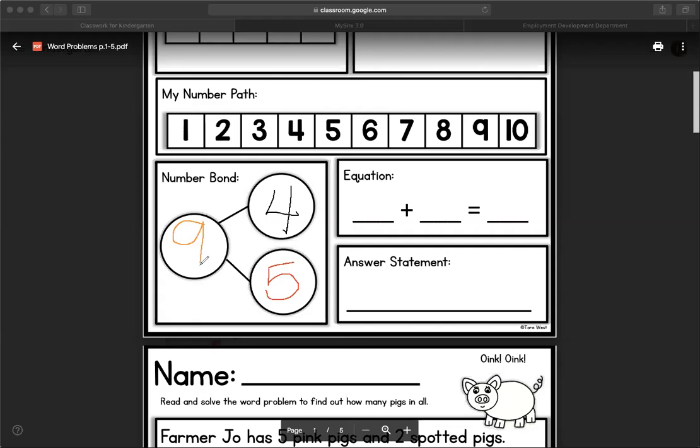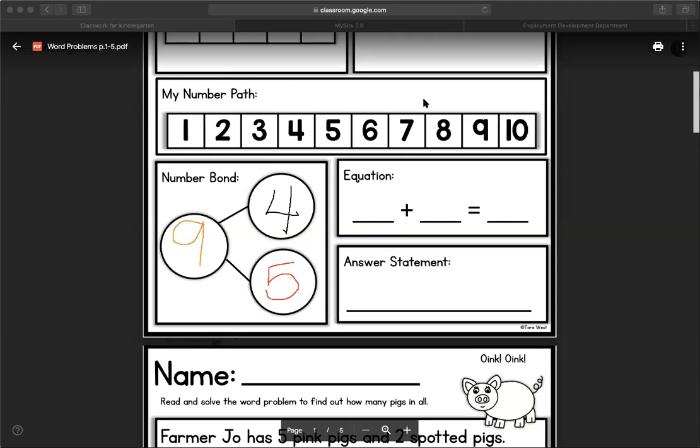So with number bonds, your 2 circles that are attached to the main circle would be your parts that equal your result. So this main bubble that's in the middle would be your answer, and the 2 circles that are attached to it would be your parts, the numbers that would equal your answer. So we used the 10 frame, we drew our picture, we used the number path, and then we used the number bond.